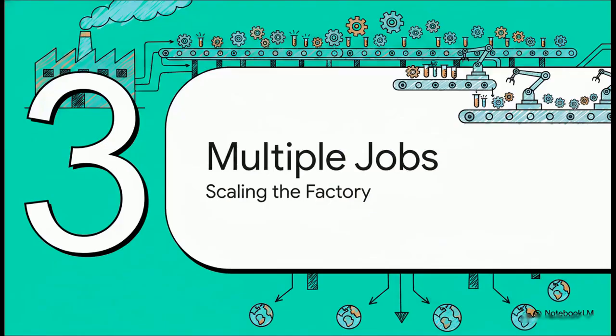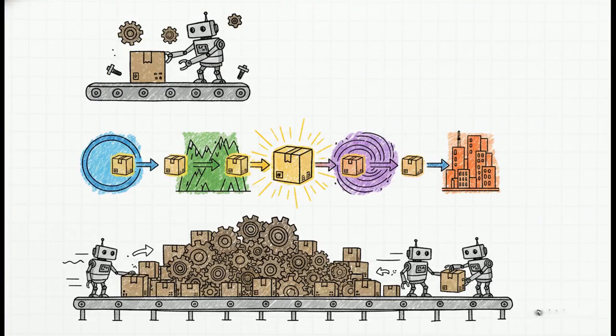All right, let's turn up the dial. Section 3, scaling with multiple jobs. Once your basic factory is up and humming, your organization is going to grow.